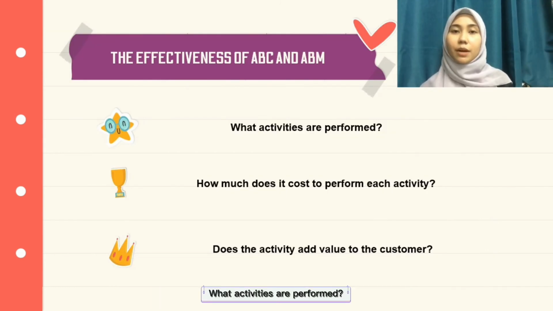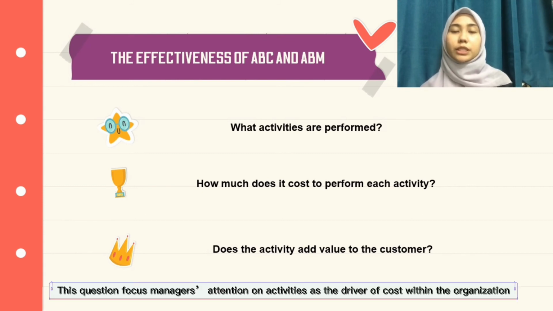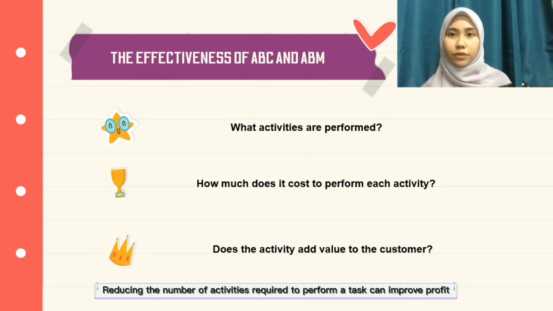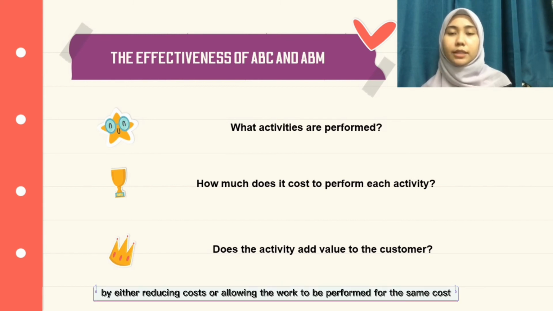What activities are performed? This question focuses managers' attention on activity as the driver of cost within the organization. Managers who want to manage the cost must manage the underlying activities. Reducing the number of activities required to perform a task can improve profit by either reducing costs or allowing the work to be performed for the same cost.